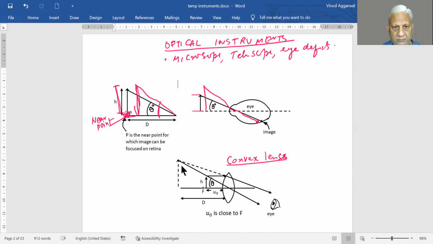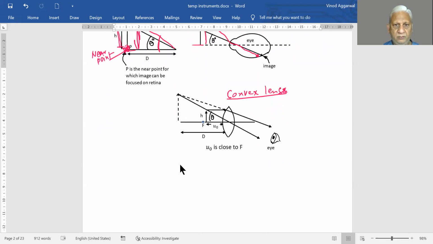And if we see the ray diagram, if we keep our object close to focus, then we will get an erect image, but a virtual image. It doesn't matter to us whether it is real or virtual, because if you put your eye here, you can still see the image. Now, you can see this image is far more enlarged. Now let's see the treatment of this.